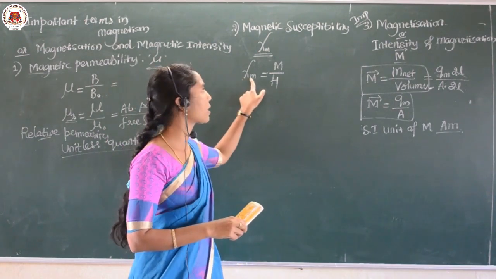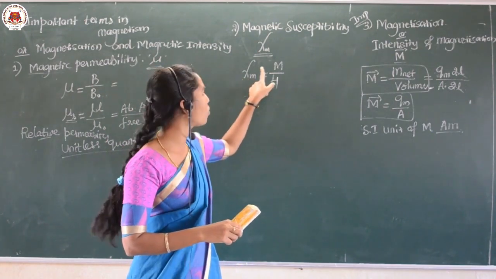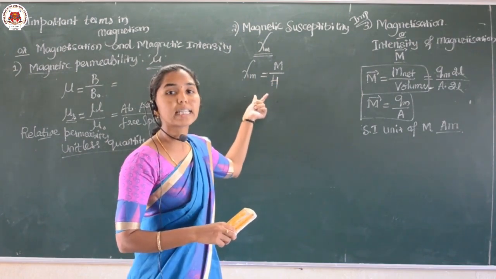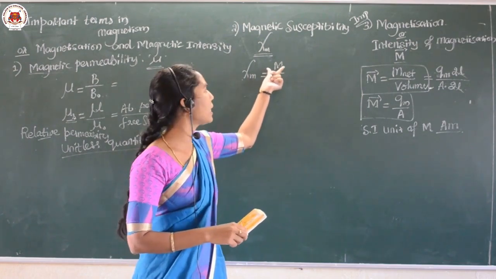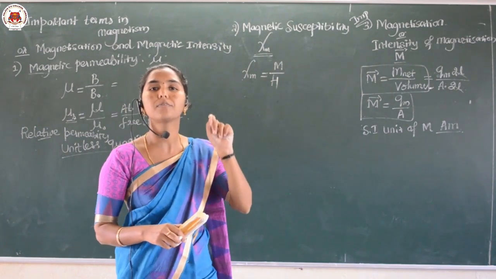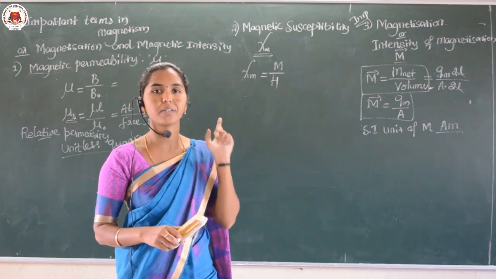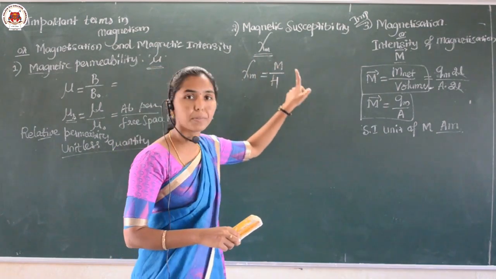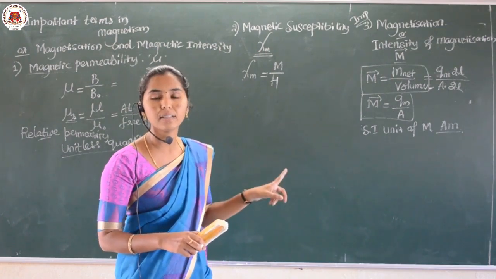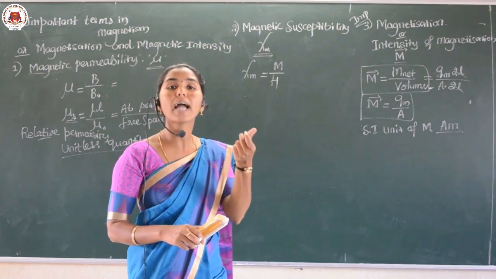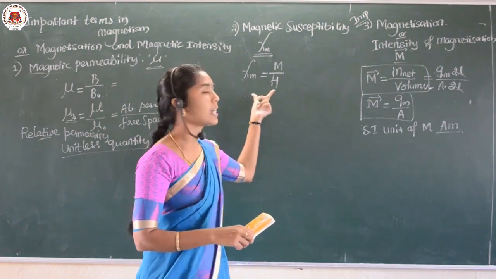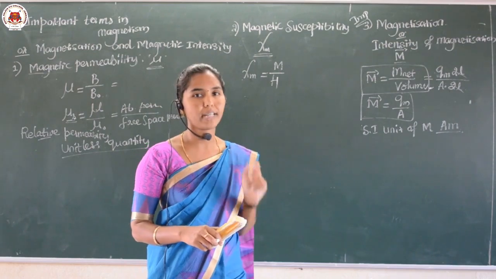Xi m is the magnetic susceptibility. Then how to define this? It is the ratio of magnetization of the material to the magnetizing field applied to it. What is magnetic susceptibility? Magnetic susceptibility of the sample is the ratio of magnetization produced to the magnetizing field applied on it.